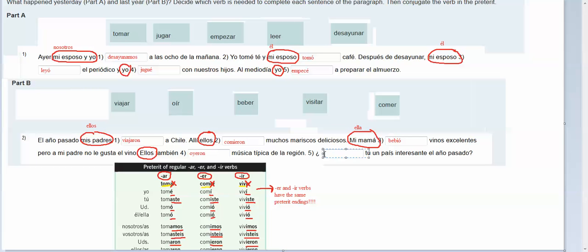What's left is viajar. Did you travel? And because it's a question, you're going to find your subject after the blank. So it's tú is your subject. Okay. And so then the ending for tú would be viajaste. Viajaste tú a un país interesante el año pasado.